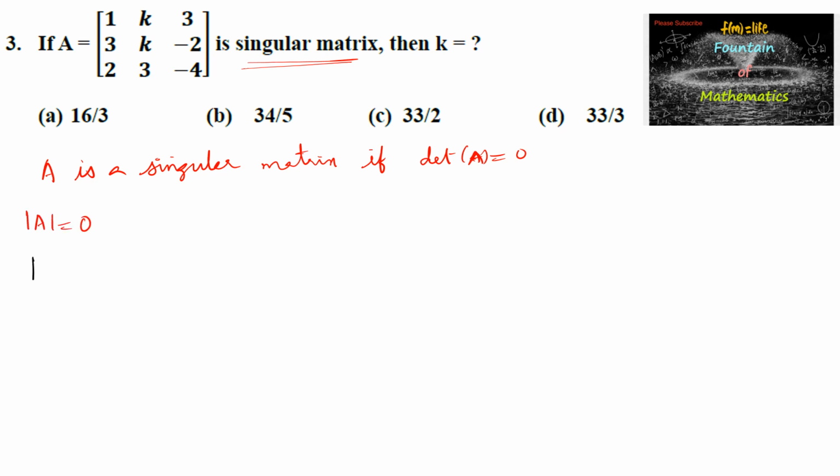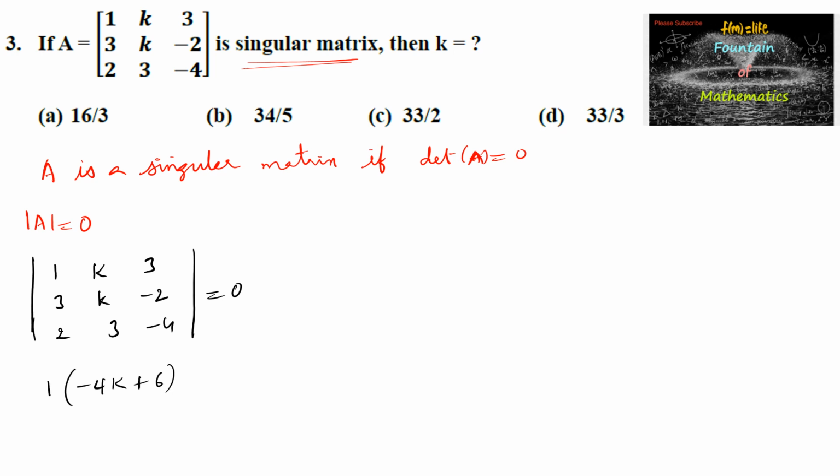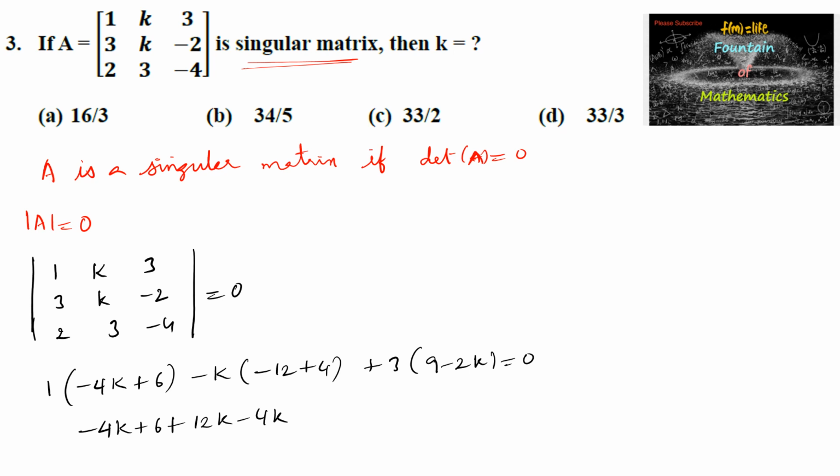That is the determinant of [1, K, 3; 3K minus 2, 2, 3 minus 4], which is equal to 0. So you can write 1 times of minus 4K plus 6, minus K times of minus 12 plus 4, plus 3 times of 9 minus 2K is equal to 0. On simplifying, minus 4K plus 6 plus 12K minus 4K, and again plus 9 threes are 27 minus 6K is equal to 0.